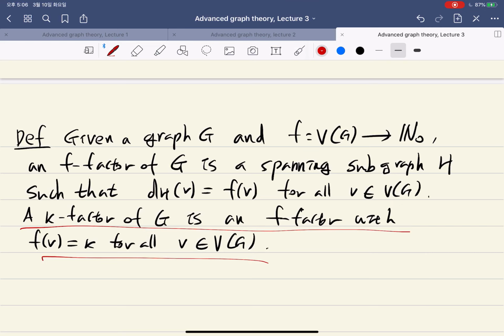The perfect matching is actually a 1-vector. It's spanning because it covers all the vertices, and then its degree is exactly 1. So it is a 1-vector, and a 1-vector is also a perfect matching.